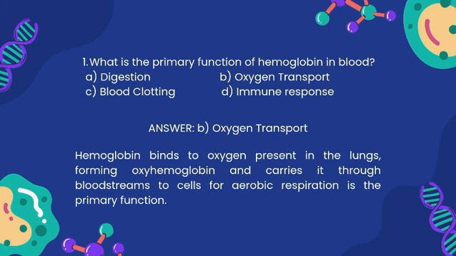The first question is, what is the primary function of hemoglobin in blood? Option A, digestion. Option B, oxygen transport. Option C, blood clotting. And option D, immune response.